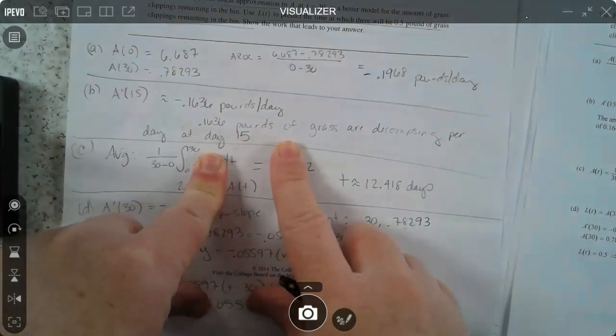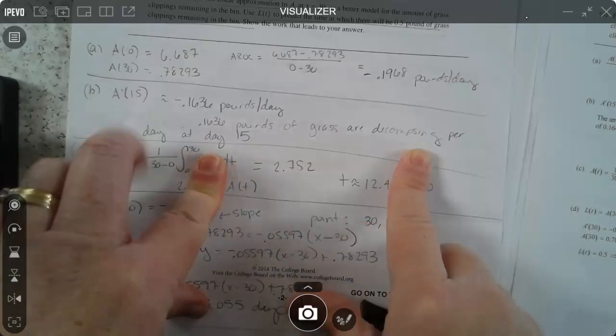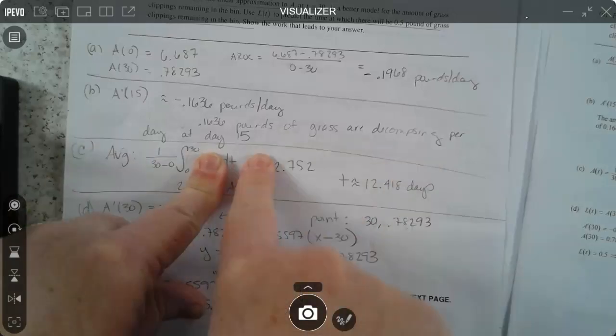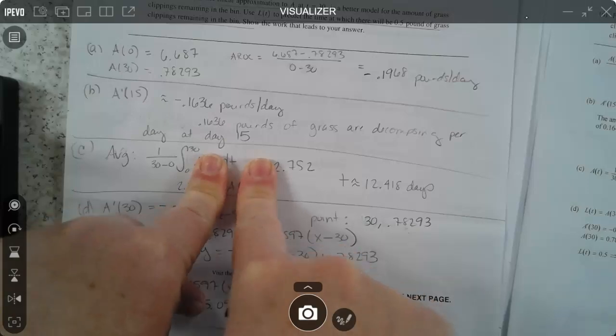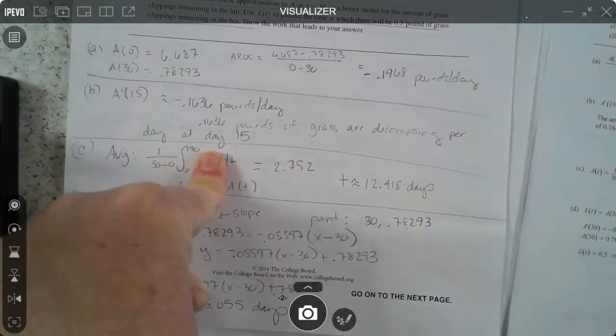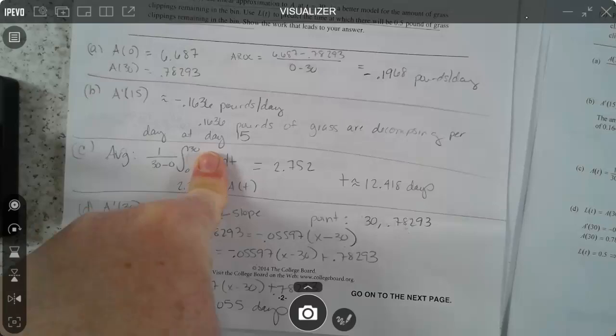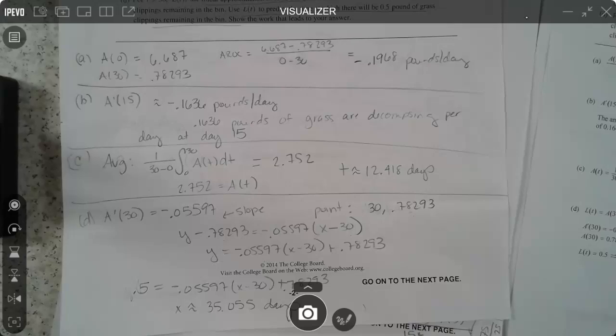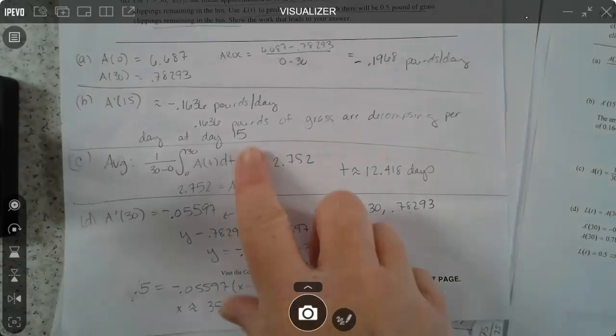0.1636 pounds of grass are decomposing per year at this specific time. If you don't say at the specific time, because that's the whole point in a derivative, it is the rate of change instantaneously. So at time 15, you could say at day 15 or at t equals 15, the grass is decomposing 0.1636 pounds per day or whatever it is. So that's another point here.